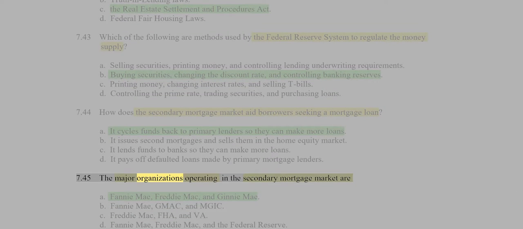7.45 The major organizations operating in the secondary mortgage market are A. Fannie Mae, Freddie Mac, and Ginnie Mae. B. Fannie Mae, GMAC, and MGIC. C. Freddie Mac, FHA, and VA. D. Fannie Mae, Freddie Mac, and the Federal Reserve.